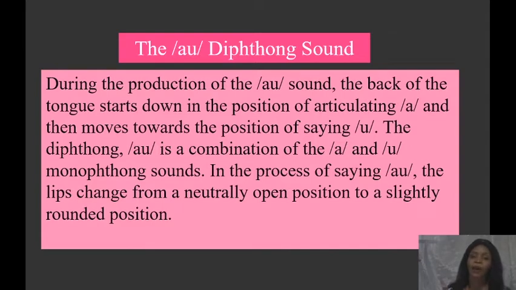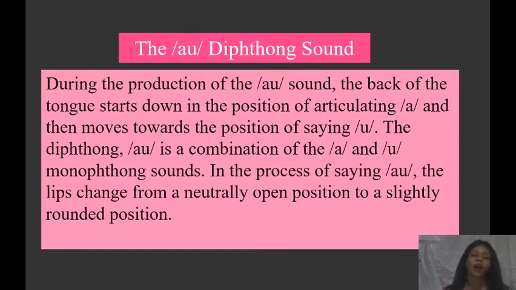When articulating the a, you discover that your mouth is open. And then when you move over to the u sound, your lips form this round shape. That's why we say that your lip goes from a neutrally open position to a slightly rounded position. Ow, ow. Articulate it with me for the last time.